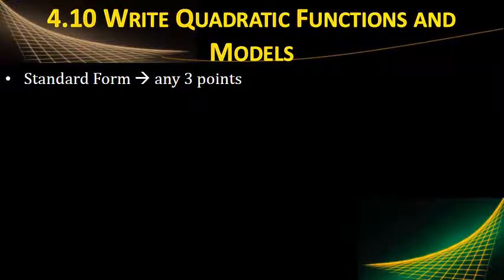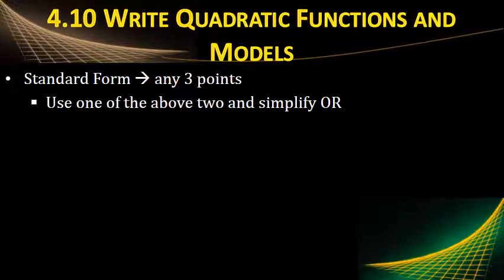If you don't have either of those, then you have to use standard form, which can be done with any 3 points. The other 2 methods are the easiest. So if you have the vertex, use the vertex form. Or if you have the x-intercepts, use the intercept form. Only use this if there's no other way.